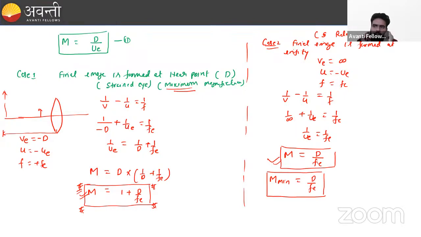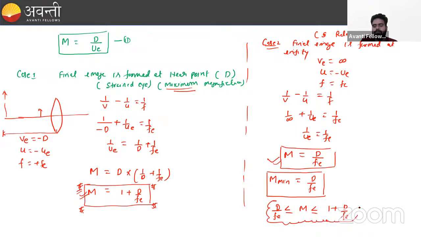Correct, guys? So we have to be very clear about what the relaxed eye is and what the strained eye is. Sometimes it is also asked what the magnification is and what the range of magnification is. So we can say this is the minimum magnification, d by fe, and what is the maximum magnification? 1 plus d by fe. So our magnification will lie between d by fe and 1 plus d by fe. The equality sign must hold because in the case of the far point and near point, it must hold along with the inequality.